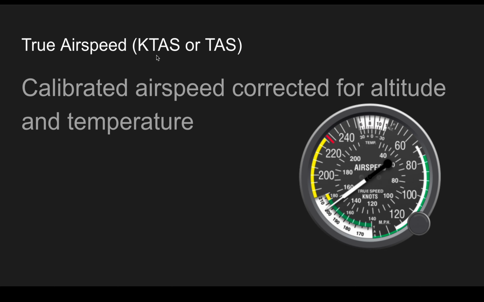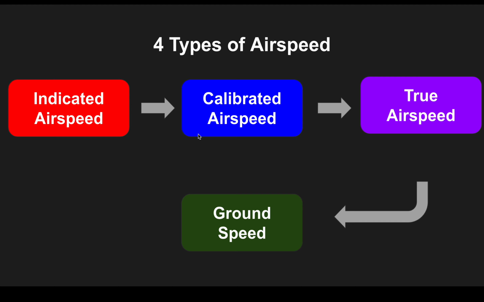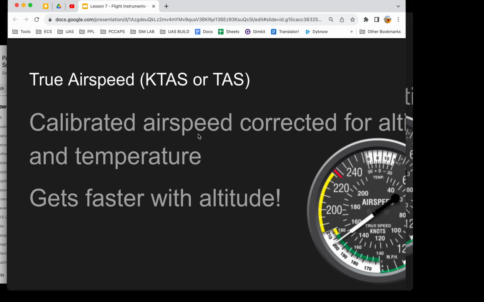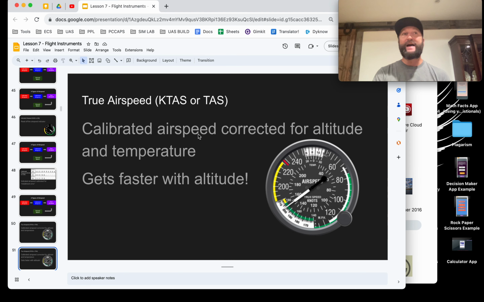True airspeed, or knots true airspeed, KTAS. This is calibrated airspeed corrected for altitude and temperature. It gets faster with altitude. How much faster? About 2 knots per 1,000 feet, roughly, depending on the plane. So if you're 10,000 feet in the air, your true airspeed is actually about 20 knots faster than you would be at sea level. So 100 knots indicated at sea level is about 120 true airspeed at 10,000 feet. So that's 20 knots difference.